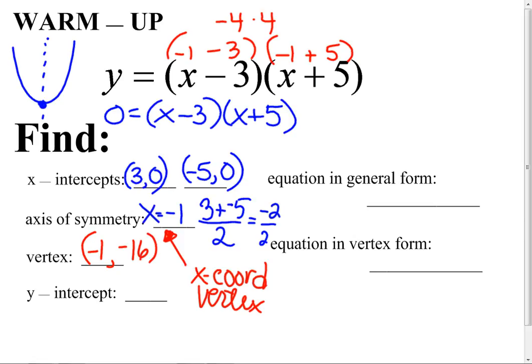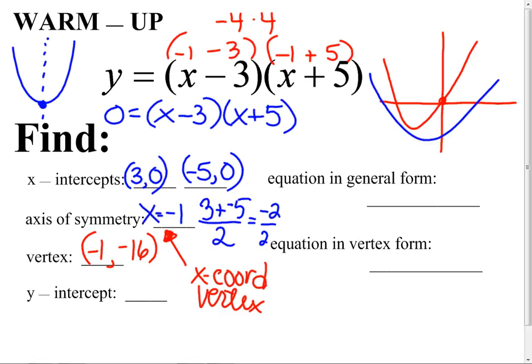Now, how do you get the y-intercept? When I look at this, here's my y-intercept. I don't like that one. Let me redraw it. I'll put my y-intercept here. What's true about the x-coordinate there? It's x is 0.